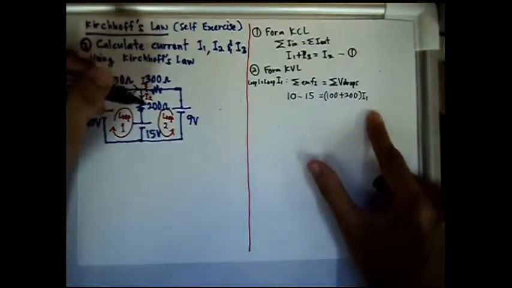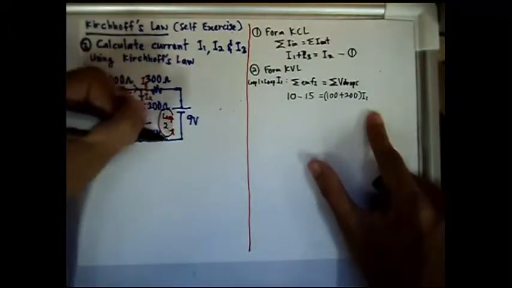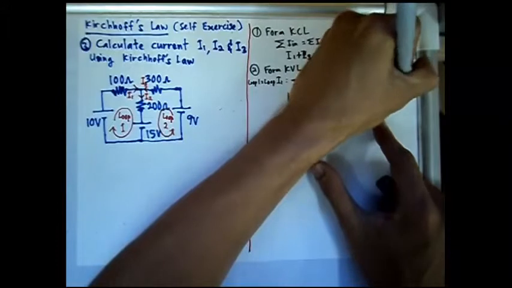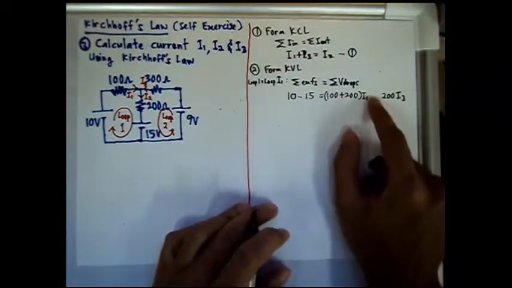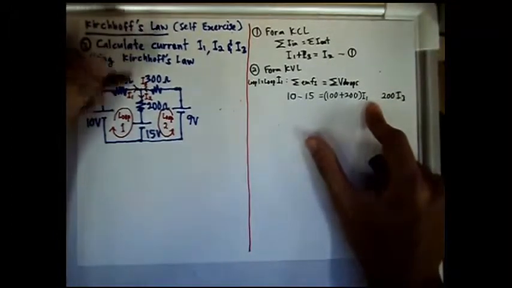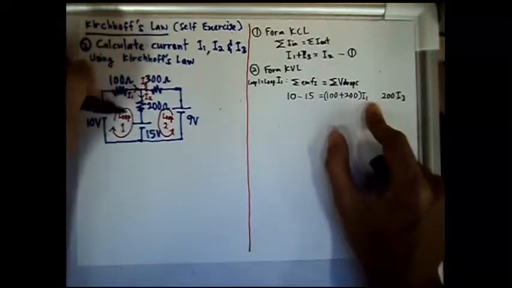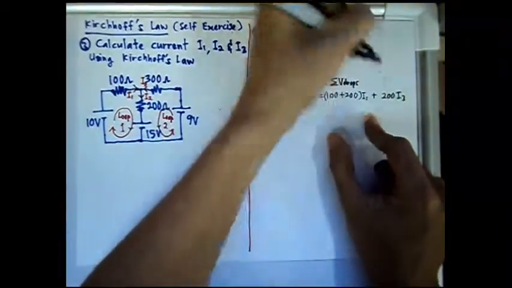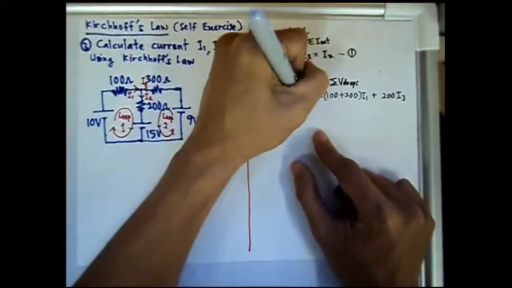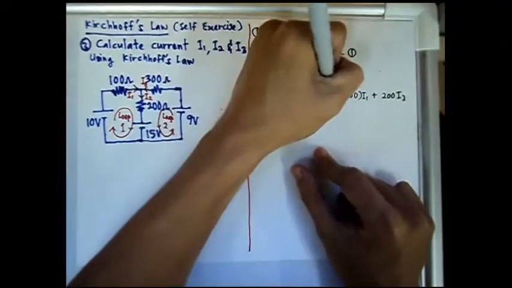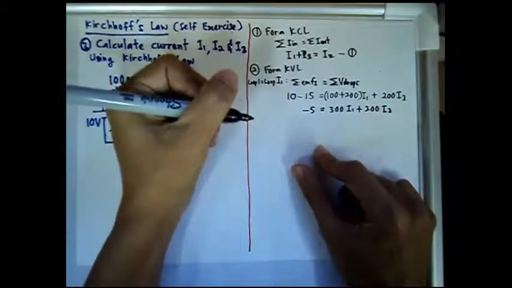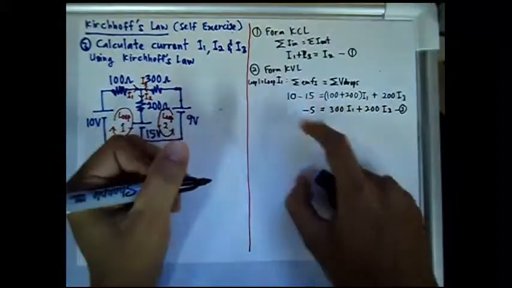Remember, the 200 ohm is located at the middle center of the circuit, so it will also be flown by loop 2, which is loop I3. So we should have 200 I3 here, and we have to decide whether it is minus or plus. We look at the direction of the loops at the center of the circuit. Loop 1 is going down and loop 2 is also going down, the same direction, so we put plus. Then we simplify the equation: we get negative 5 equals 300 I1 plus 200 I3. This is our second equation based on KVL.